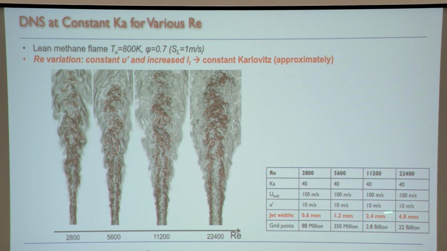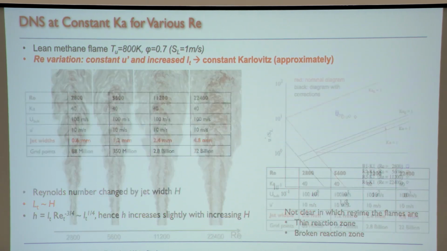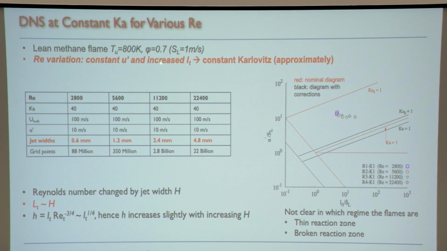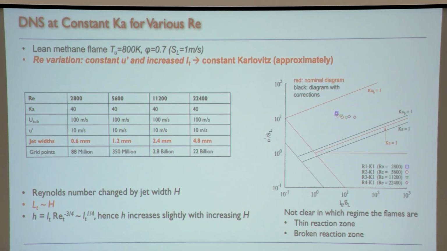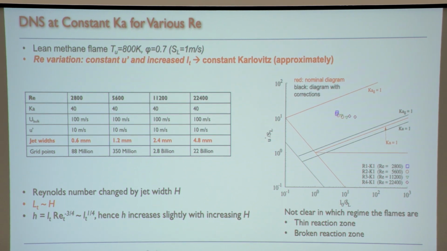And again, you see these can be quite expensive. And you also see here the jet Reynolds number. That's roughly what I said earlier, 22,000. That's roughly what we can do. Anyways, this shows these flames here in this regime diagram. We don't need to focus on this too much.